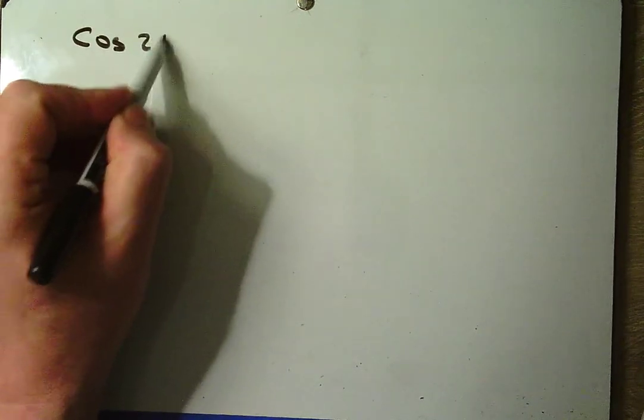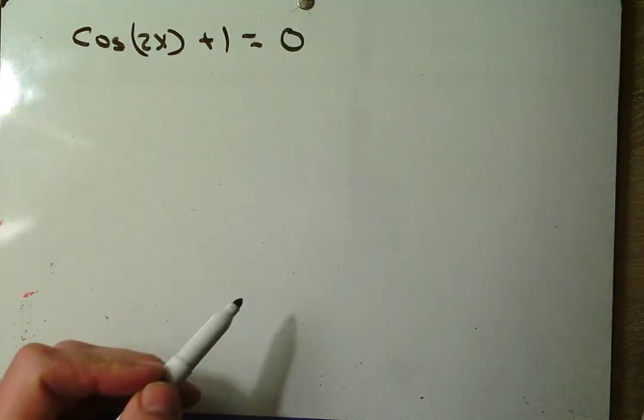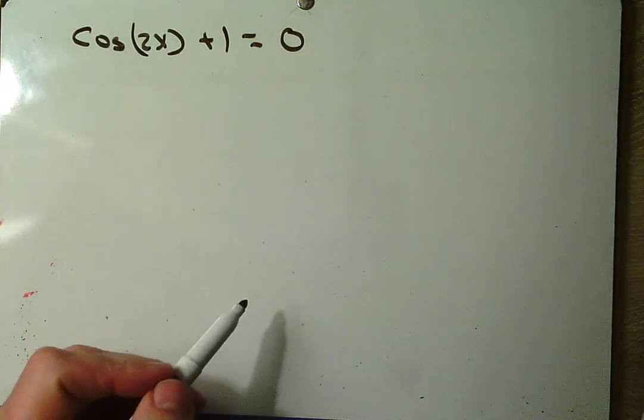Hi all. I thought today we could start off with some problems that people often confuse double angle formulas with. I wanted to look at these, like cosine 2x plus 1 equals 0. Yeah, I'm not using a double angle formula here.